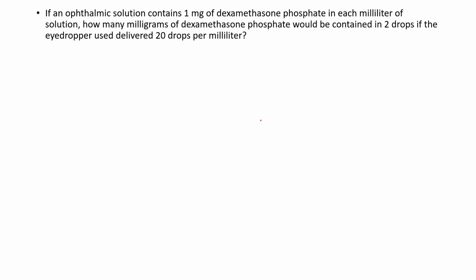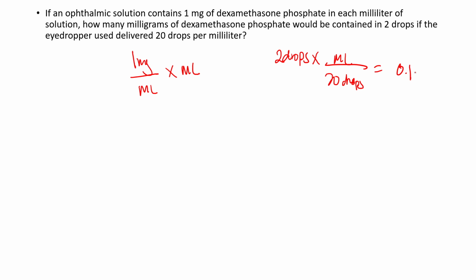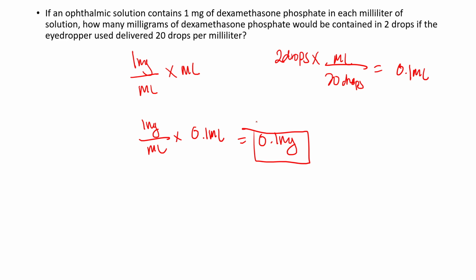If an ophthalmic solution contains 1 milligram of dexamethasone phosphate in each milliliter of solution, how many milligrams of dexamethasone phosphate would be contained in 2 drops if the eyedropper used to deliver was 20 drops per milliliter? So the ratio is 1 milligram per ml. However, they used a dropper, so we need to multiply it by how many ml was given. 2 drops were given. With a calibration of 20 drops per ml, you would have 0.1 ml delivered. So 1 milligram per ml multiplied by 0.1 ml, you have 0.1 milligram of dexamethasone.